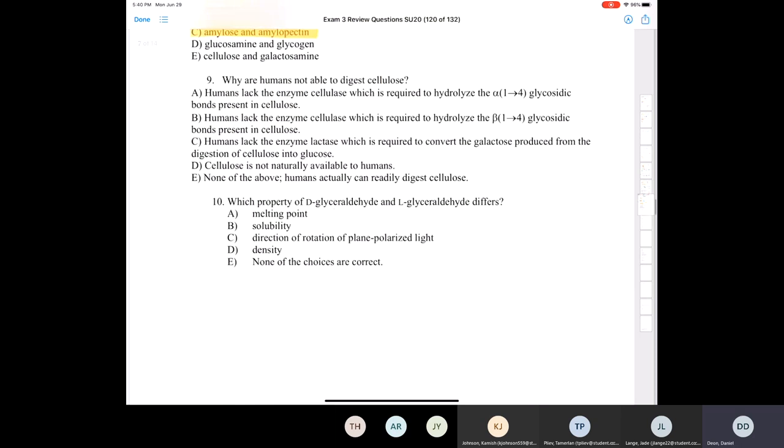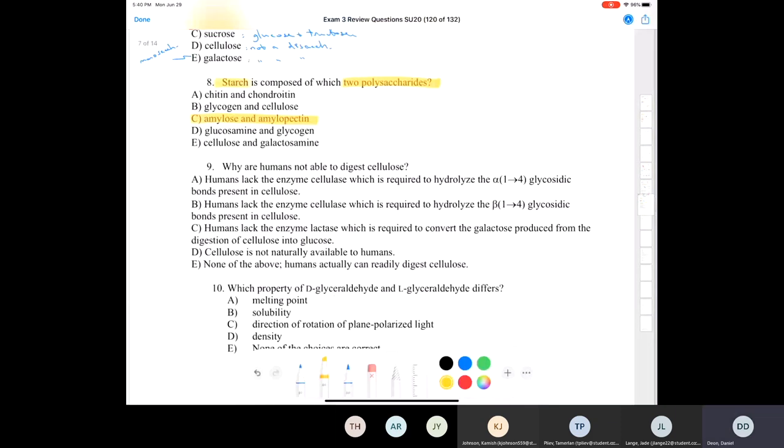Number 9 says, why are humans not able to digest cellulose? A says humans lack the enzyme cellulase, which is required to hydrolyze the alpha-1,4 glycosidic bonds present in cellulose. B is the exact same thing. It says humans lack the enzyme cellulase, which is required to hydrolyze the beta-1,4 glycosidic bonds in cellulose. That's the difference between amylose and cellulose, right? Amylose from the previous question is made up of alpha 1,4 glycosidic bonds, okay? Whereas cellulose is made up of beta 1,4 glycosidic bonds. And so the correct answer here is B.